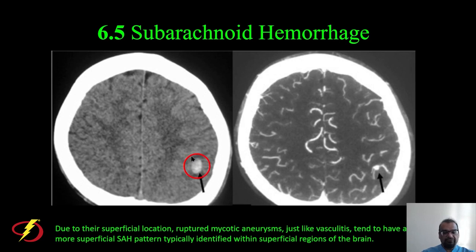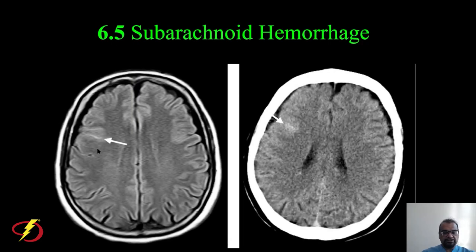So when they bleed, because of their superficial location, you could see this mycotic aneurysm in a superficial cortical vessel here. You could see this little round area, that's the mycotic aneurysm. There's a small area of parenchymal subarachnoid hemorrhage, but this is superficially located, okay? Here's another example of just a pure superficial subarachnoid hemorrhage due to an underlying aneurysm. Here's the MRI, here's the CT. Again, small superficial subarachnoid hemorrhage within a sulcal space of the brain.